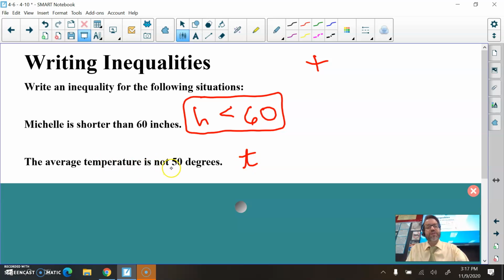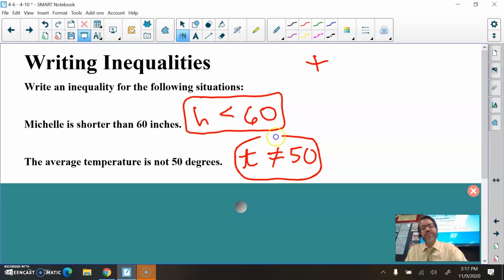The average temperature is not 50 degrees. So the symbol I would use here would be the not equal to symbol, like this. The temperature is not equal to 50 degrees. The average temperature could be more than that, it could be less than that. All we know for sure is it is not equal to 50 degrees.